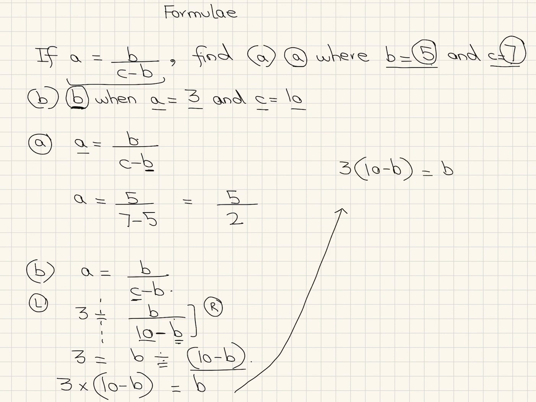How do we open the bracket? So we multiply whatever is outside of the bracket with both of the things that are inside the bracket, right? So 3 times 10 is 30. The sign carries forward, which is negative. And then 3 times B is going to be 3B, equals B.